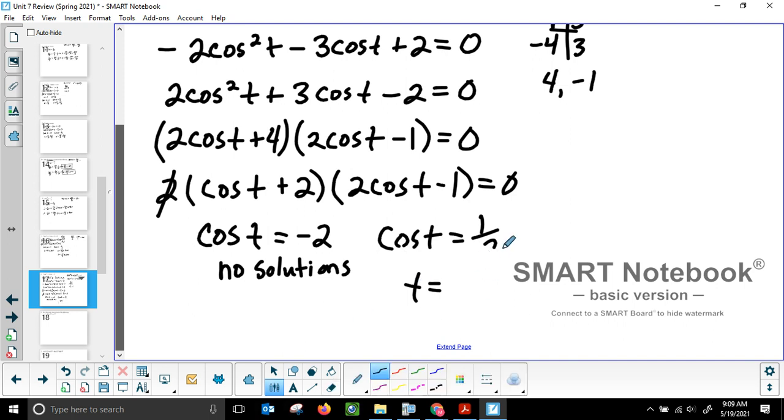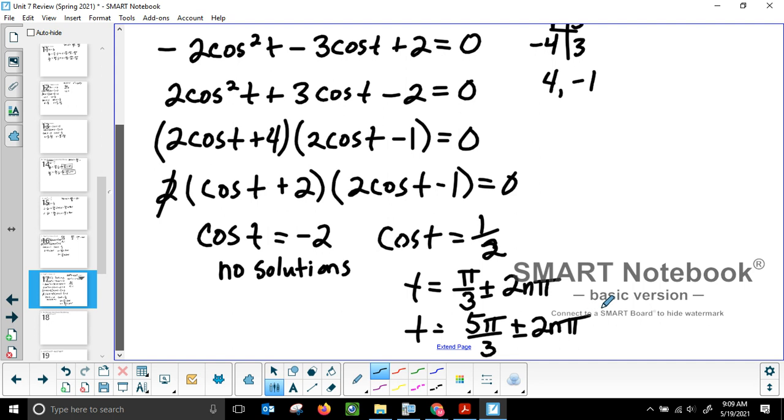All right. So here we will say t equals pi over 3 plus or minus 2n pi, and t will equal 5 pi over 3 plus or minus 2n pi. And again, because there's no multiplier in front of my t, my period is just 2 pi over 1, which is 2 pi. Questions or concerns there?